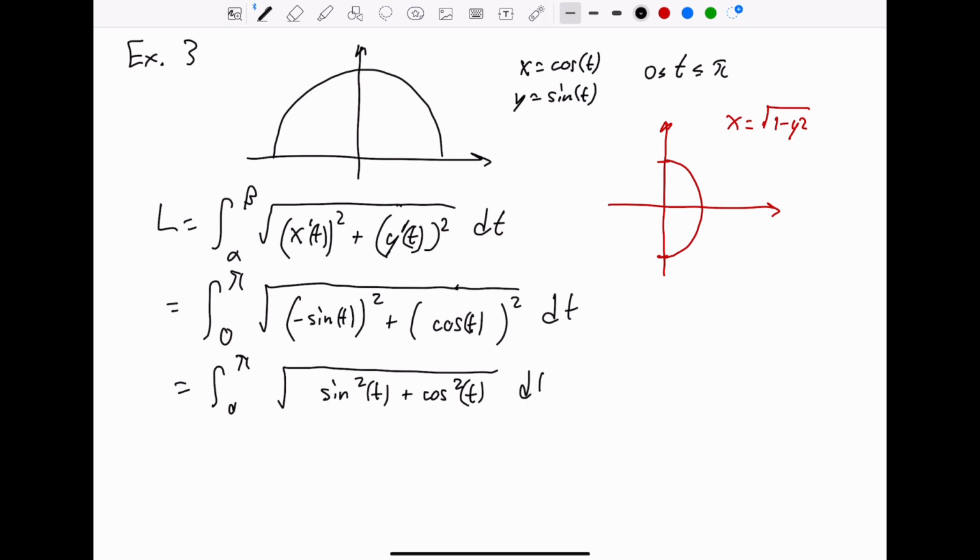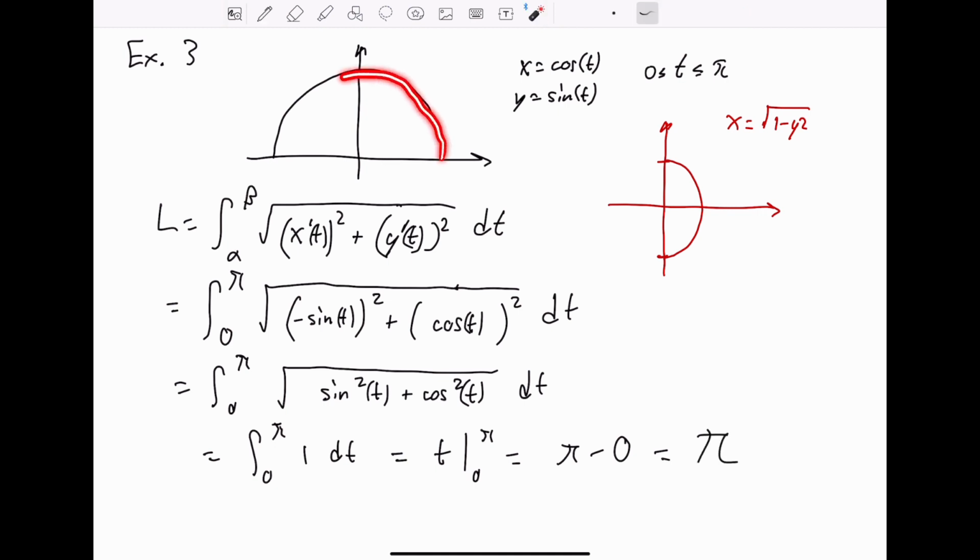And what do you know about sine squared plus cosine squared? This equals 1. So we have the integral of the square root of 1, which is just 1. Look how simple this integral is. No arcsines. This is wonderful. The antiderivative of 1 is just t from 0 to pi. We plug in pi, subtract 0, and we get an answer of pi for the arc length along this curve.